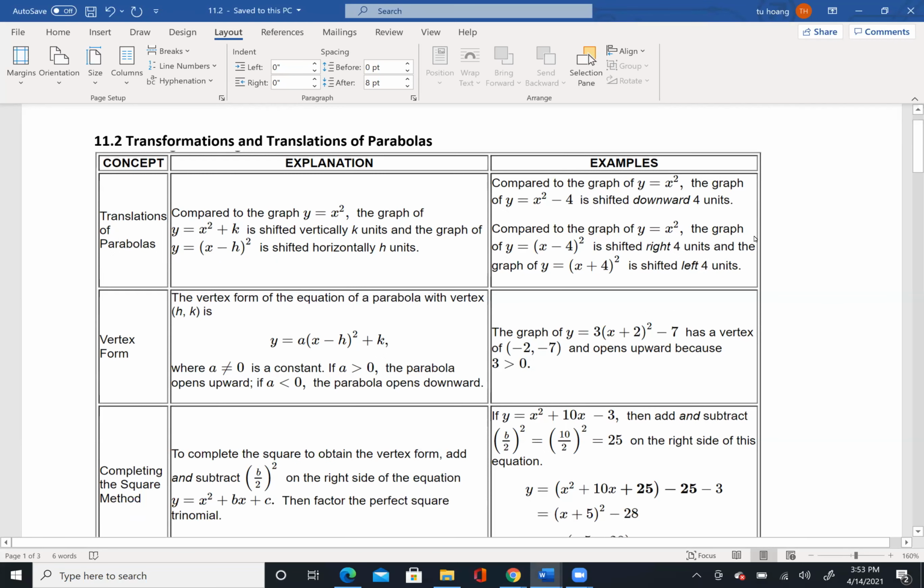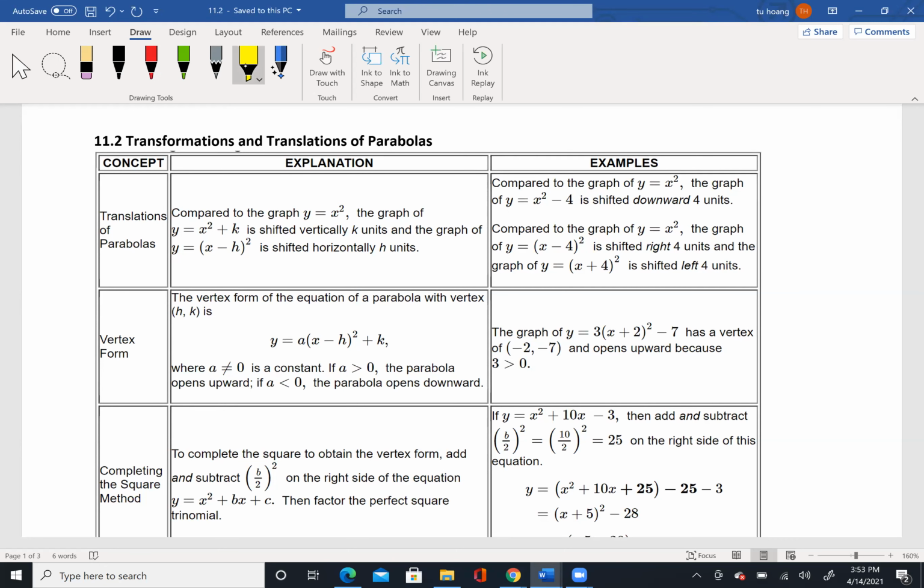I'm coming to 11.2, transformation and translation of parabolas. In this session, we're going to learn about translation of parabolas. Compared to the graph of y equals x squared, the graph of y equals x squared plus k is shifted vertically k units, and the graph of y equals x minus h, everything squared, is shifted horizontally h units.